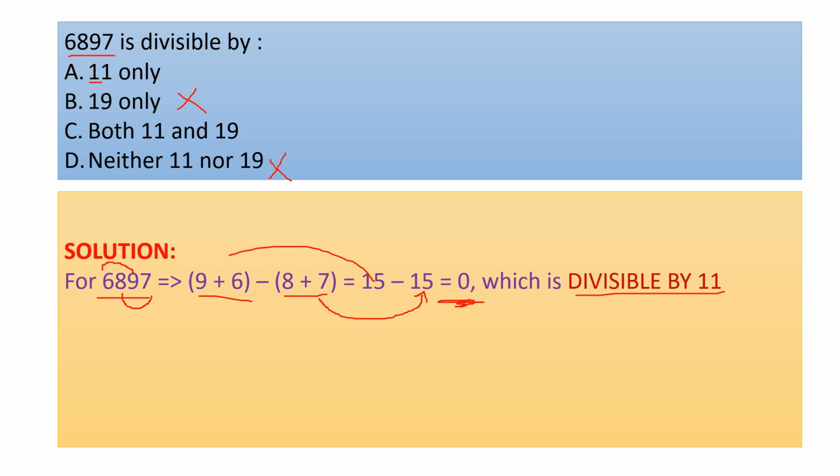Then we have to check whether it is divisible by 19. So 6897 is divisible by 19. So it is divisible by both 11 and 19. So option A is not correct. So option C is the correct thing. It is divisible by both 11 and 19.